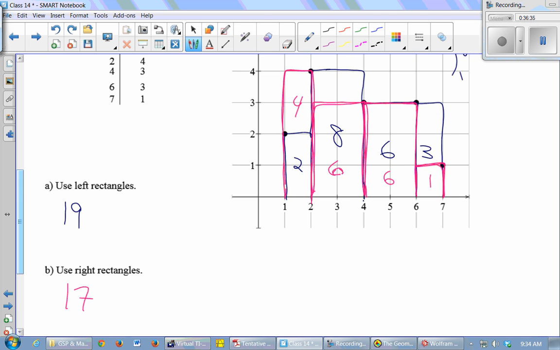And I think I need to erase, right? I don't think I can draw anymore on top of here. Everybody okay? All right.